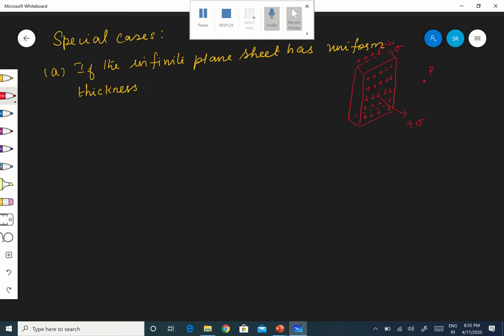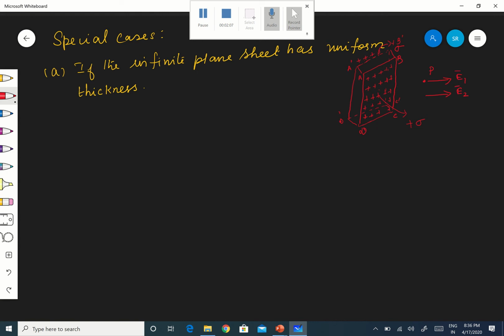Let me label one face ABCD and the other A dash, B dash, C dash, D dash. So there are two faces and charge is distributed on both. Due to ABCD the field will be in which direction? Let it be E1. Due to A dash, B dash, C dash, D dash, that is also in the same direction, that is E2. E1, E2. Are you following? Both are in the same direction.